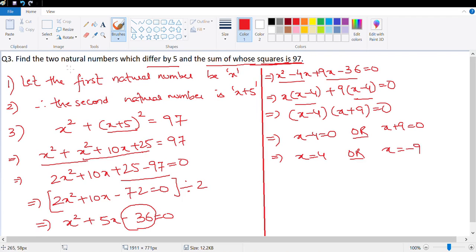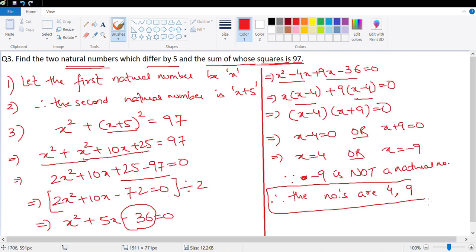Let's read the question. They want a natural number, and negative 9 is not a natural number. Therefore, the numbers are 4, which is x, and the second one is 4 plus 5, which is 9. So the two numbers are 4 and 9. Good. Let's look at the next question. The next question that we do is question number 5.